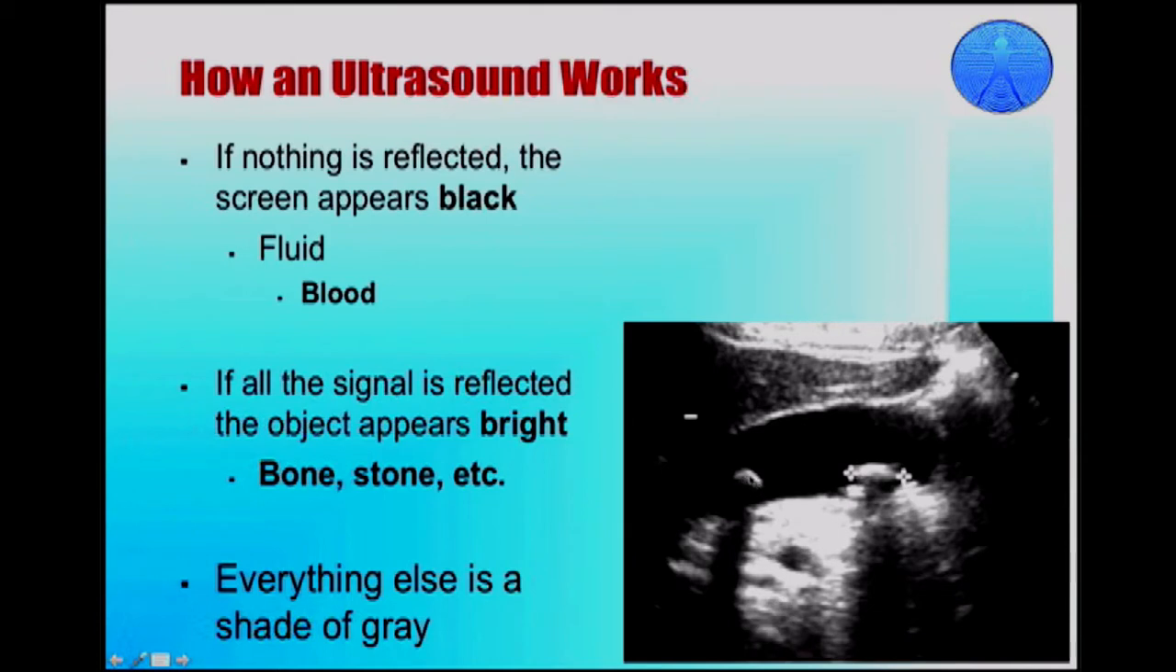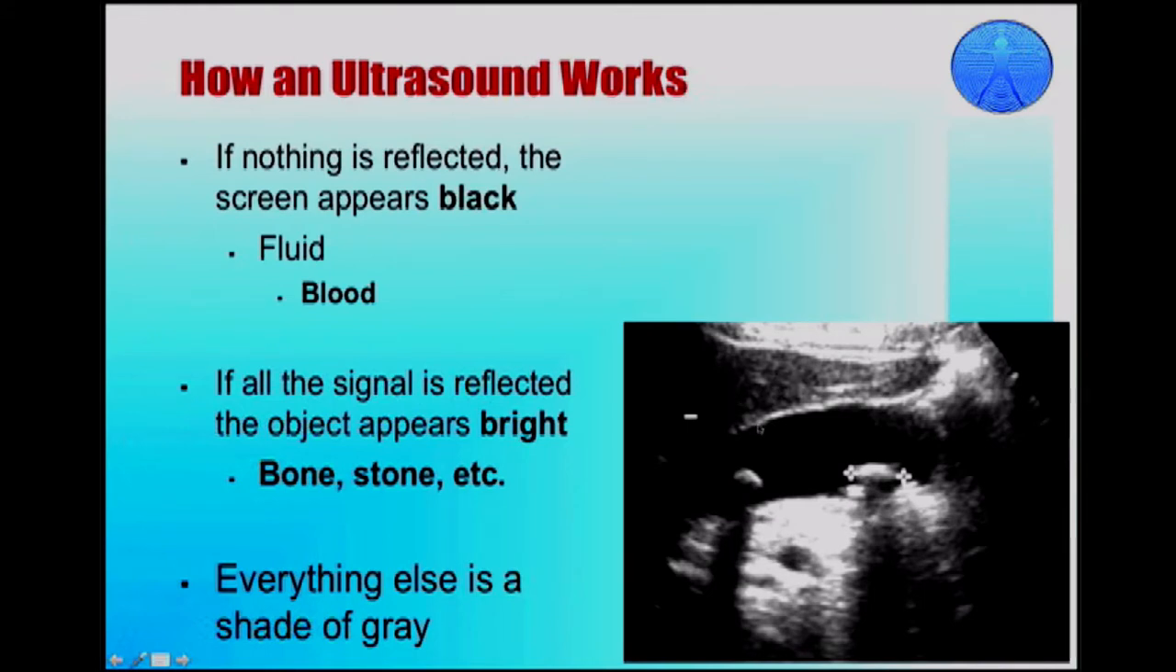In this case, bones, for the most part, produce so much reflection of that signal that there is loss of signal behind it, which creates this shadow or black behind it. So we see that bone is bright and then has loss of signal behind it, or shadow. Everything else on the screen is a shade of gray. And the darkness or the blackness, the deeper the gray, the more fluid that structure has in it. So if we look here, this is the liver, and the liver is a dark gray, and we would expect that as the liver is filled with blood.